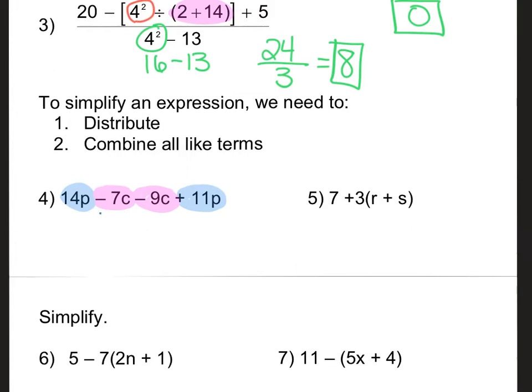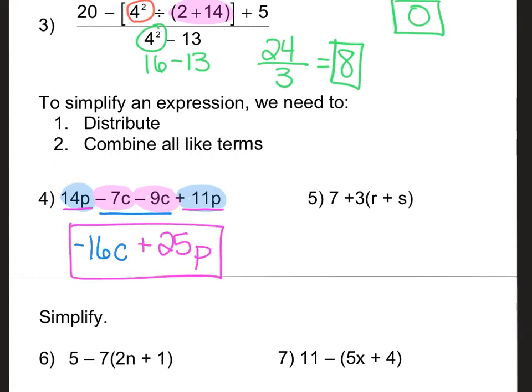So negative 7c minus 9c, that comes out to negative 16c. So then we've got 14p plus 11p, because we look at that sign in front, and that gives us plus 25p. They no longer have anything in common. That would be my final answer. Yes, it does mean the same if you write 25p minus 16c, but we're going to try to stick with the language of algebra, which is to write them alphabetically.